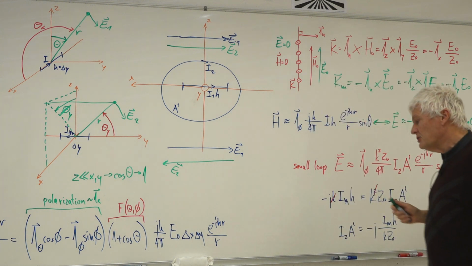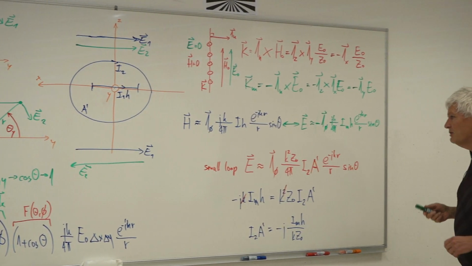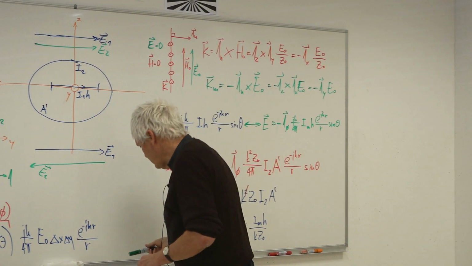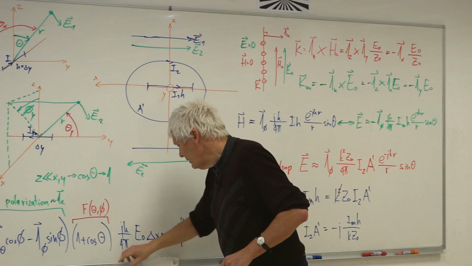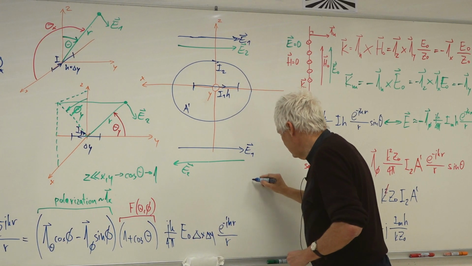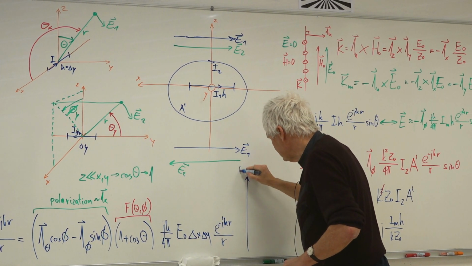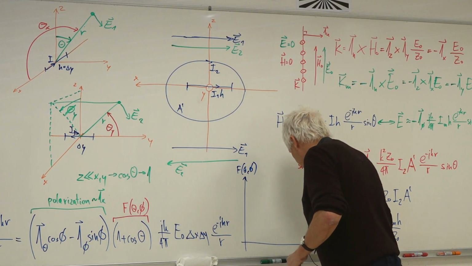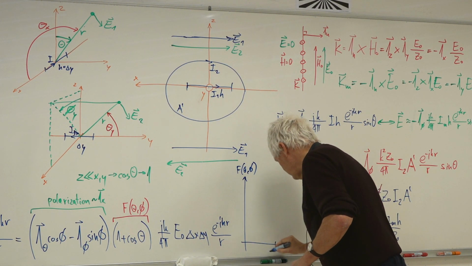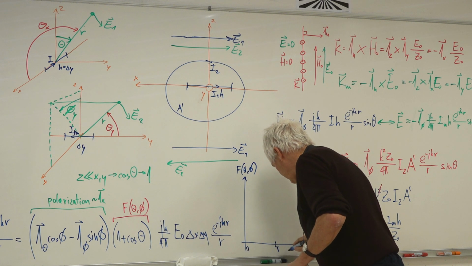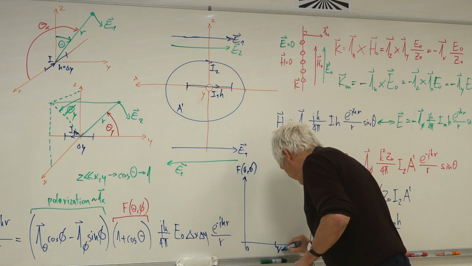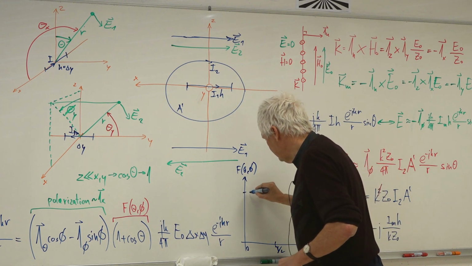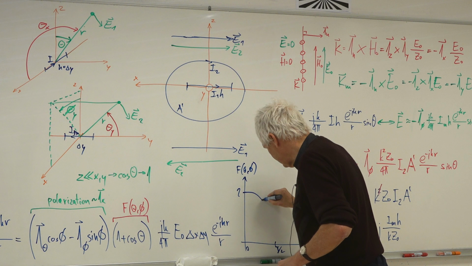So actually the radiation pattern of the Huygens source looks like this. This is f of theta, phi, and this is theta. It goes from 0 to pi half to pi. Here we start with 2, and this is now such a function.